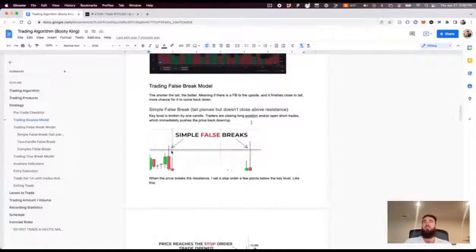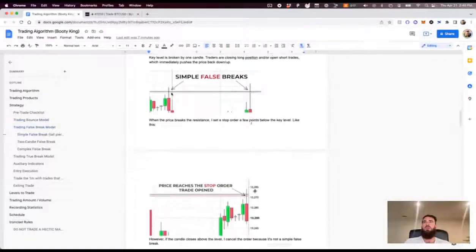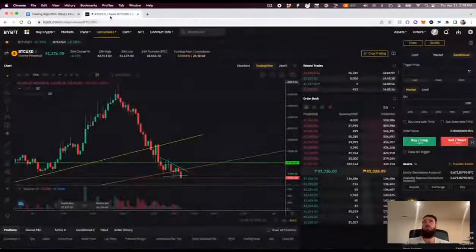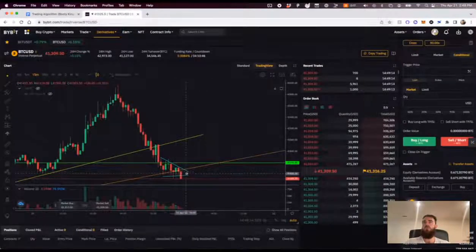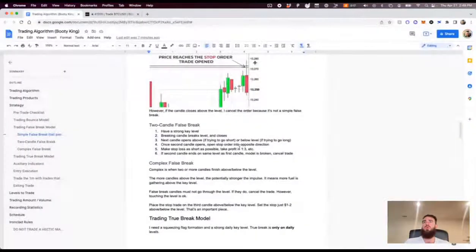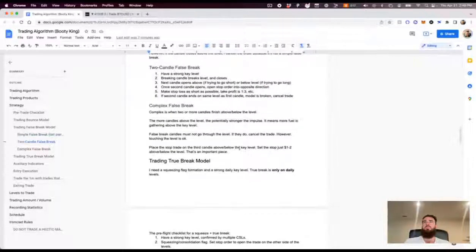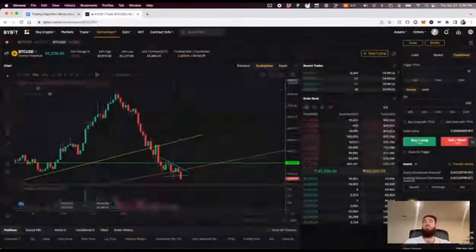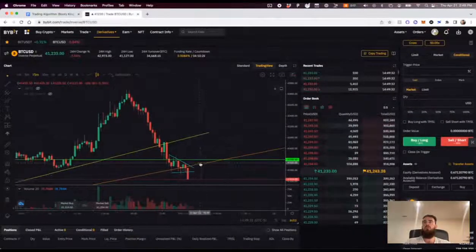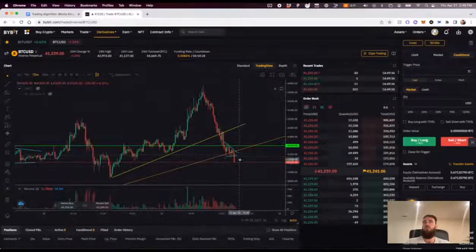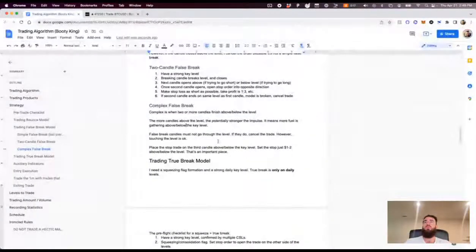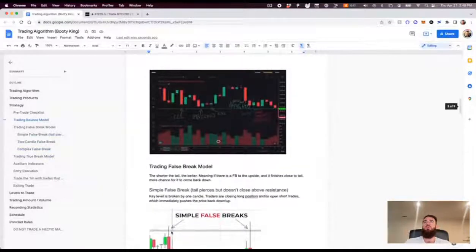This would be not a simple false break, but a complex false break. You see it there, here, 1, 2, 3. So the complex false break is 2 or more candles finishing below or above the level. The more candles below or above the level, the stronger the impulse. So we could be gaining power here to go up. Ooh, nice candle here.